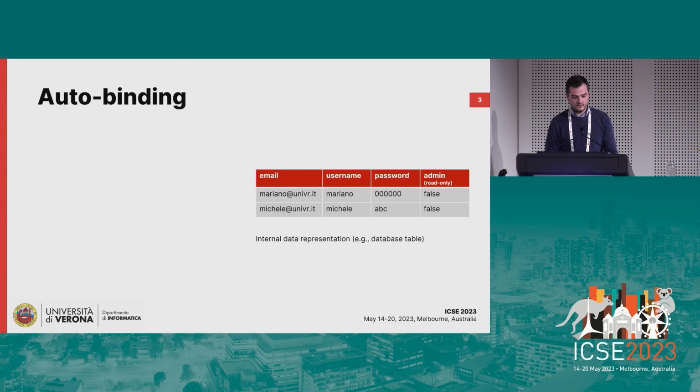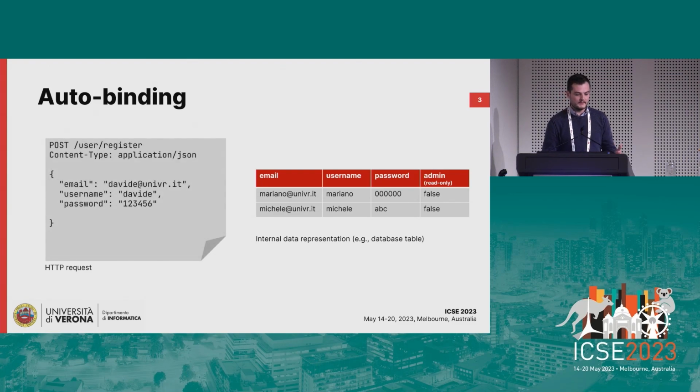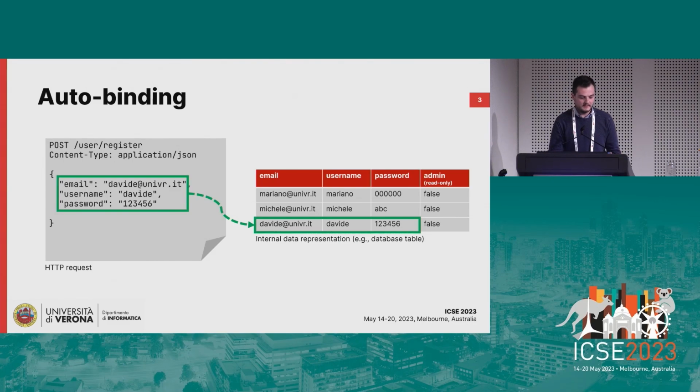works this way. Imagine having an internal representation of the data that might be an entity class or a database table, like in this case, and the HTTP requests and responses going through the network. Basically, auto-binding is used to automatically map values that are present in the HTTP requests and responses to the internal data representation. In this case, the developer does not have to manually copy the email we see here into the database, but auto-binding will automatically map those values thanks to the naming convention, because we can observe that HTTP parameters have the same name as the columns in the database.